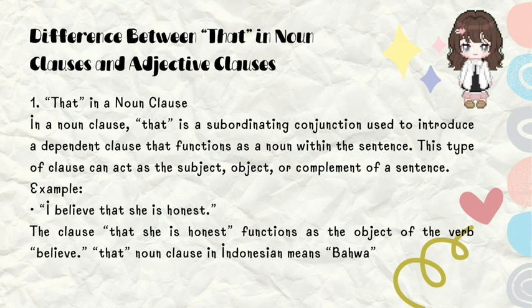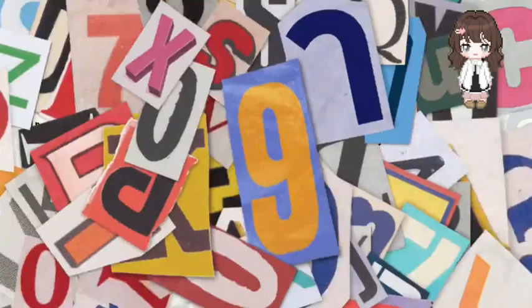That in noun clause is a subordinating conjunction. It introduces the clause but doesn't play a grammatical role within it. For example, I believe that she is honest. Here, the clause that she is honest is the object of the verb believe. In Indonesian, that in this context means bahwa. Remember, that in noun clause is often translated to bahwa in Indonesian.